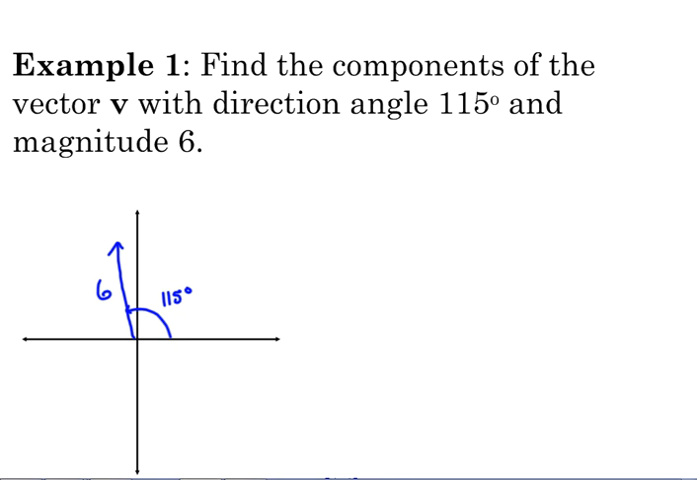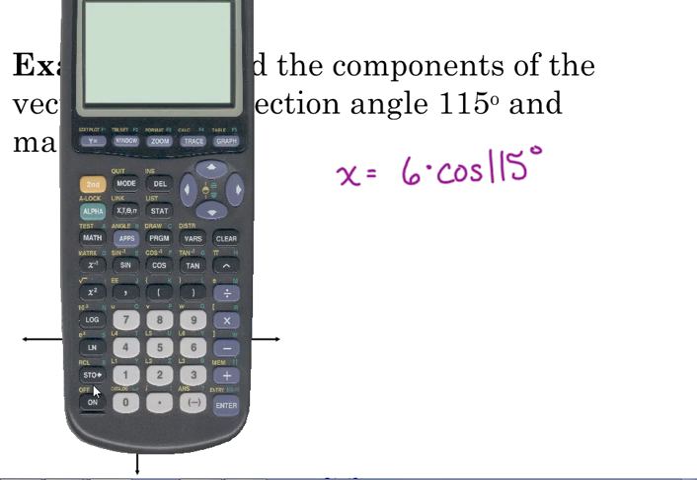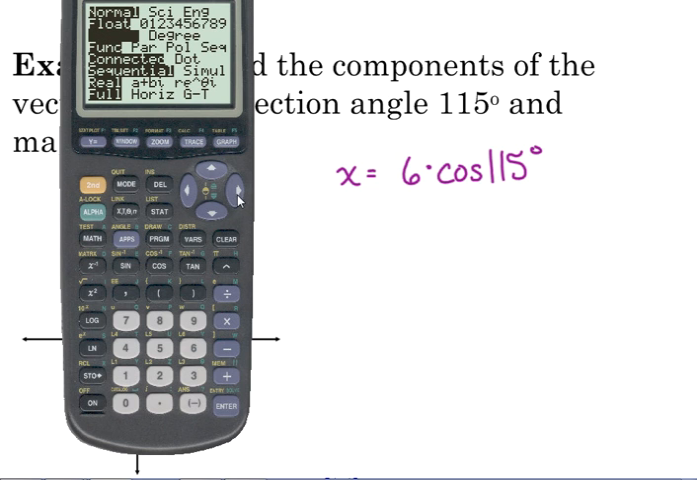All right, so if we're finding components, our x component is equal to the magnitude times the cosine of the angle. Calculator, okay? Calculator. Make sure it's in degree mode. If it's been reset, it's going to be in radian mode.